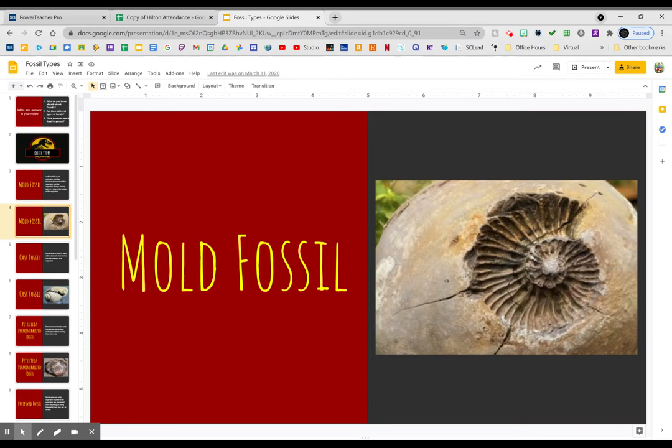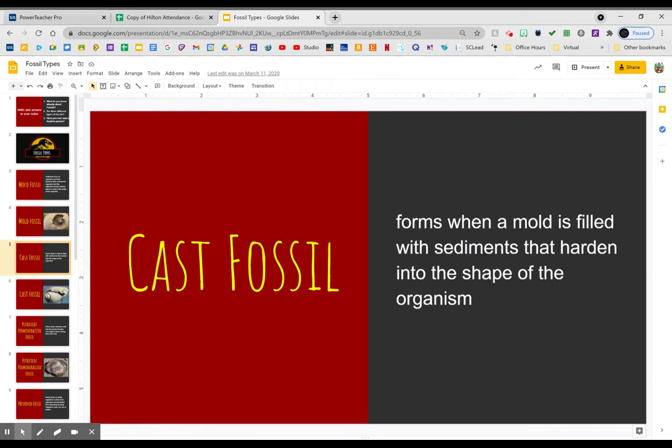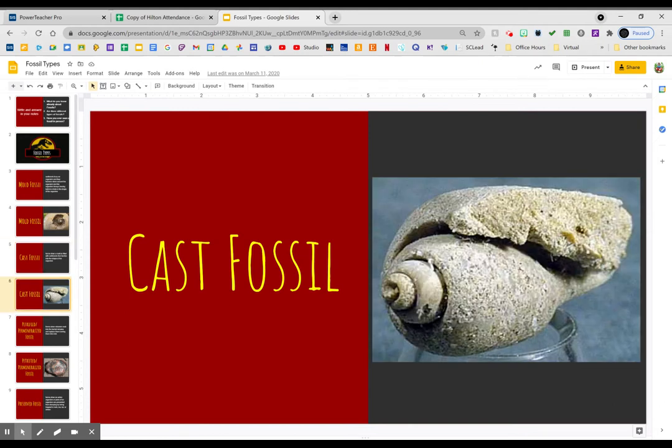So it is a depression left in the rock that's in the shape of that creature or in the shape of that shell. Right, a cast fossil forms when that mold is then filled with sediments that harden into the shape of that organism. It's not always going to be with a shell, but this is one of the easiest examples I could find. This right here is sand that is filled inside of a shell, and the shell got tossed around in the ocean. The shell has actually been broken off of the rock. So what we're left with is a cast of the inside of that shell.